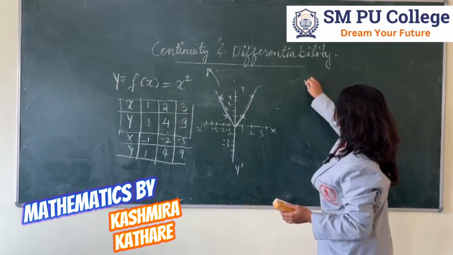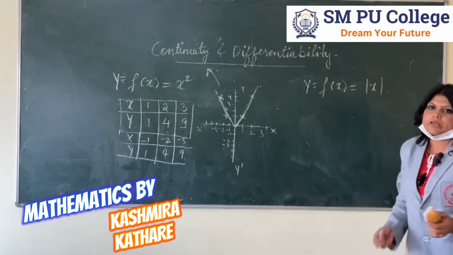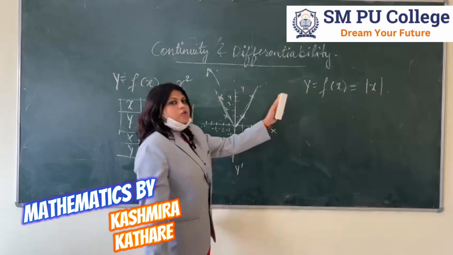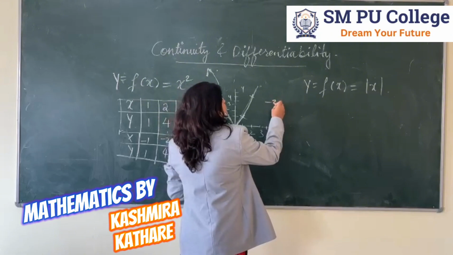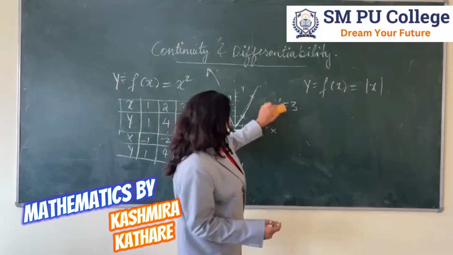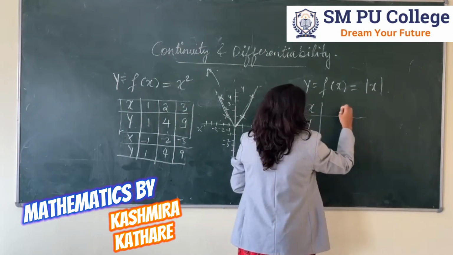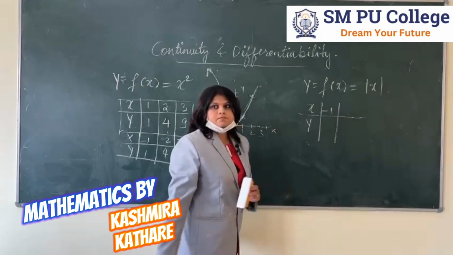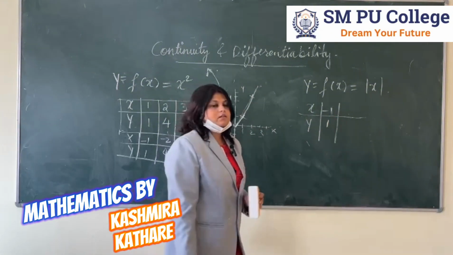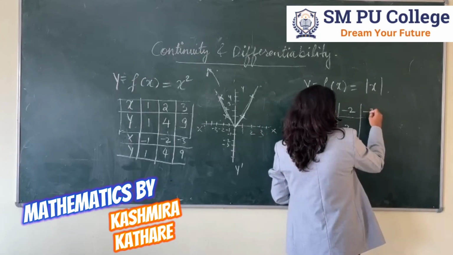One more graph we can take, that is y is equal to f of x is equal to mod x. Mod means what? Mod is the operation in which a negative value becomes positive. Suppose we have minus 3. When we apply mod to this, the value automatically becomes positive. We will take negative values as well as positive values. If we apply minus 1 in the mod, the value of y will be plus 1. If we take minus 2, y will be plus 2. If we take minus 3, y will be plus 3.